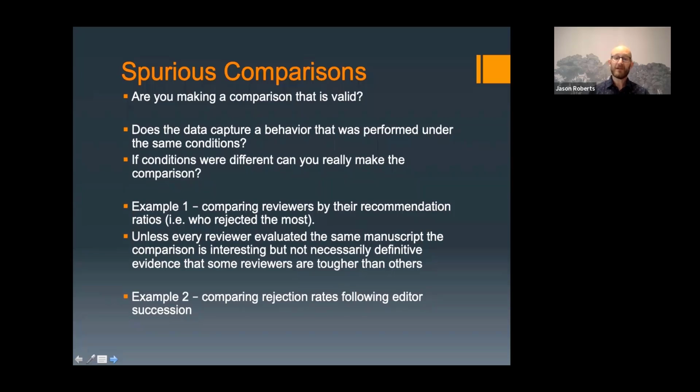Another example might be comparing rejection rates following an editor succession. It's important to know this. How are we doing against the old editor? But that doesn't mean it's definitive information, because we don't know what was going through the head of the old editor necessarily. Maybe they were marching to a different beat. Maybe the publisher back then was saying, you've only got a limited number of pages, so do not publish this huge volume of material.